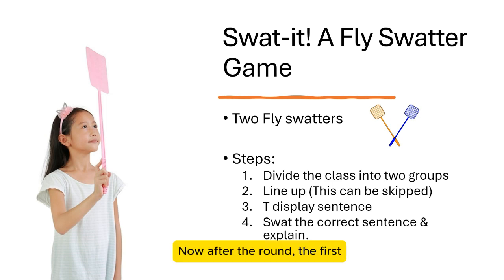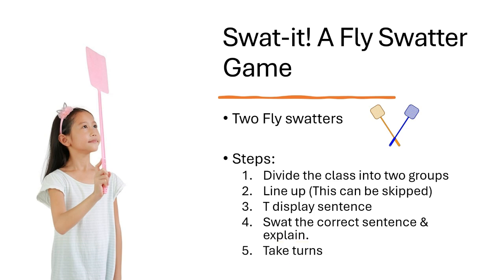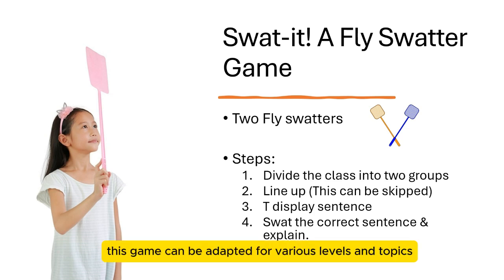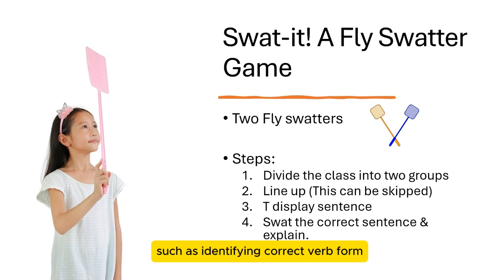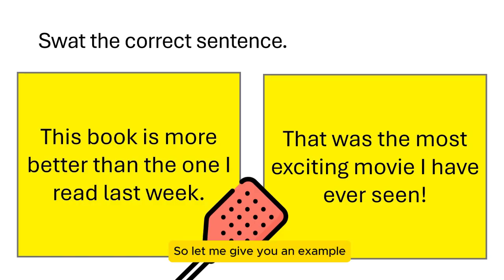Now, after the round, the first two students go to the back of their respective lines, and the next students take their place, repeating the process with new sentences. Now, this game can be adapted for various levels and topics, such as identifying correct verb form, vocabulary words, or sentence structures. So let me give you an example.